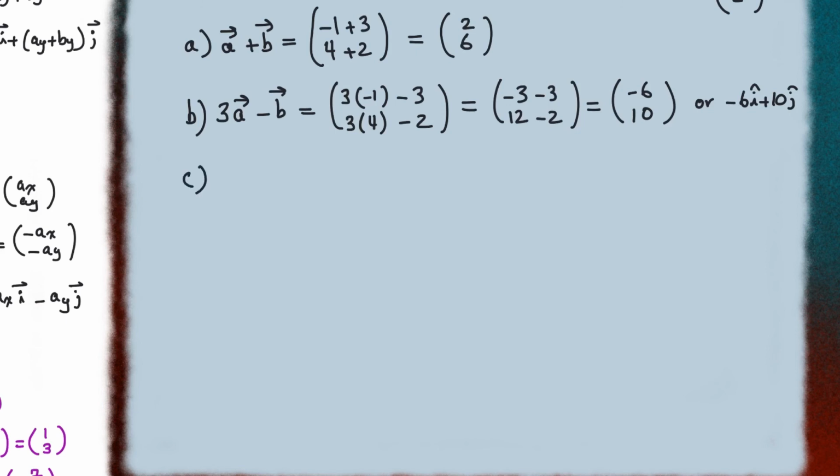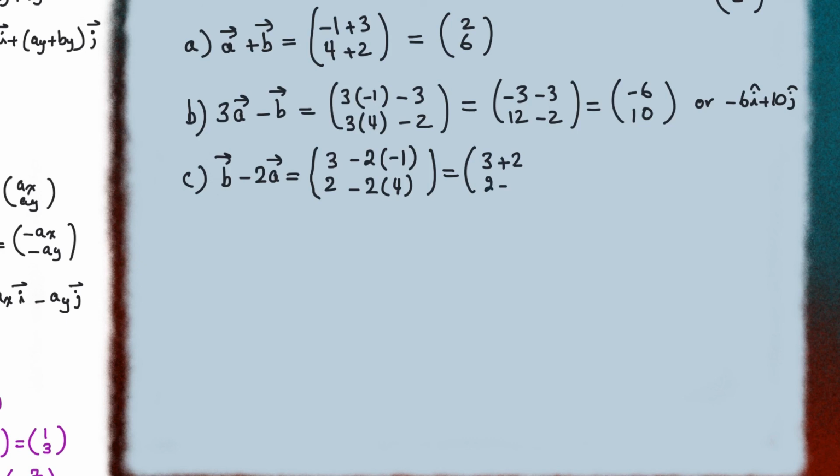For part C of the question, we're looking at vector b minus vector a multiplied by 2. So we'll do that first before we find the magnitude. That's 3 minus 2 times the x component of a, which is -1, and 2 minus 2 times the y component, which is 4. That is equal to 3 minus -2, which is the same as 3 plus 2, and 2 minus 8. And 3 plus 2 is 5, and 2 minus 8 is -6.